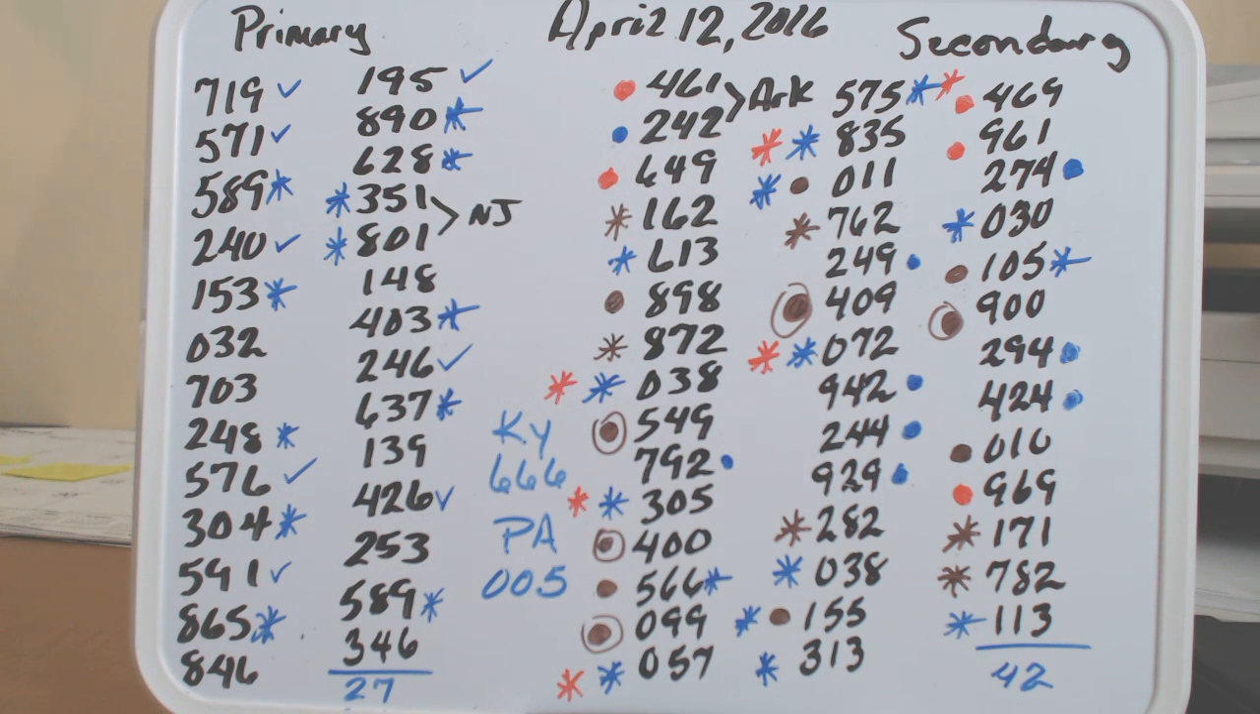daily basis. On a daily basis, you get less primary numbers than you do secondary numbers and doubles. You have 27 here in primary from April the 12th. And secondary, you have 42 numbers. Okay? This is on a daily basis.